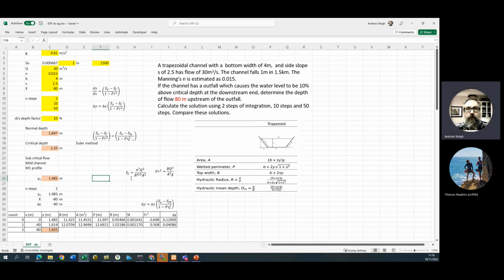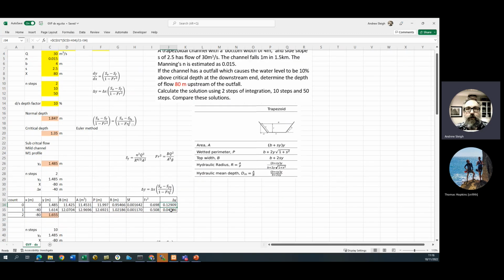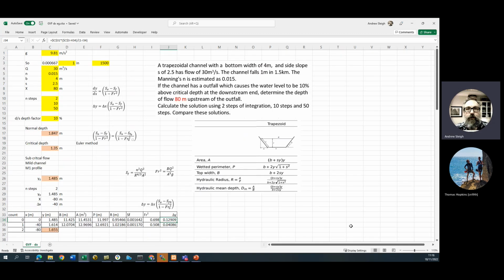So this is how you could compare three solutions and do a quick copy and paste. Do remember to make sure you get your dx's and dy's right when you're doing your calculation. Okay, so I'll finish that. Stop the recording.